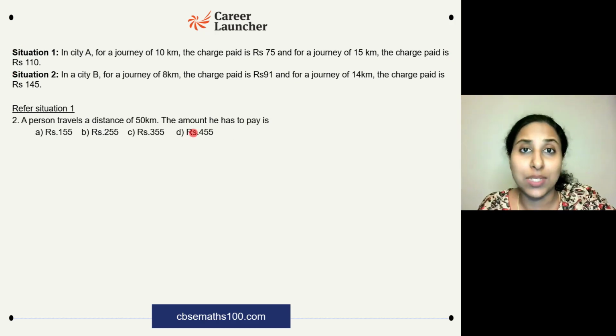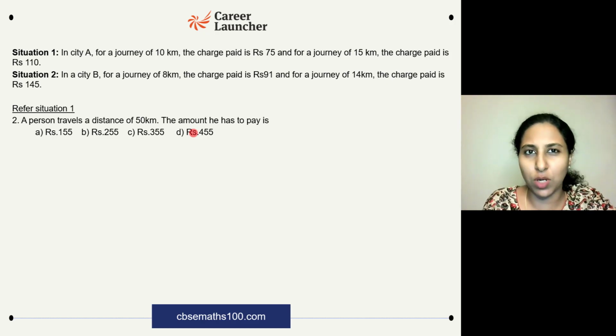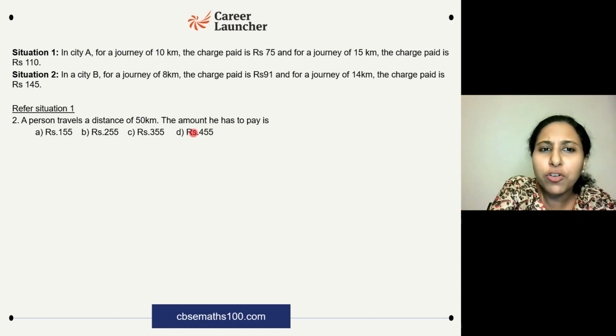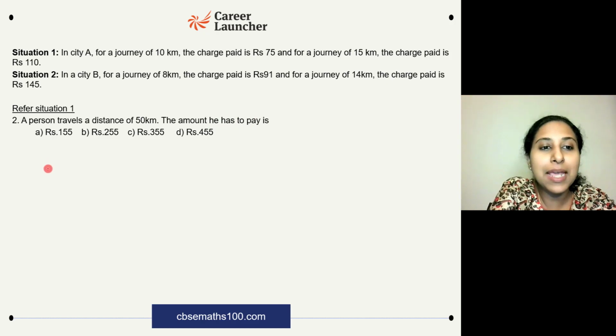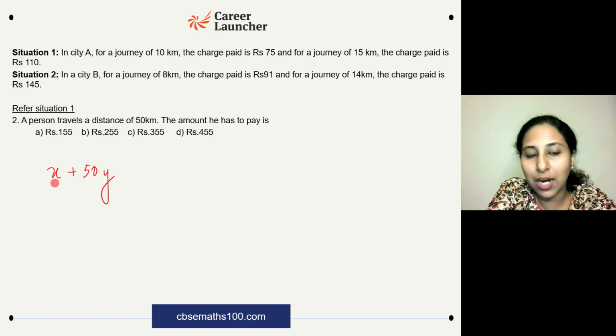Let's look at the second question. Again, we refer to the same situation, refer situation 1. A person travels a distance of 50 kilometers. What is the amount that he has to pay? When you're traveling 50 kilometers, as per the logic that we discussed, the amount that has to be paid would be x plus 50y. The fixed charge plus 50 times variable charge.